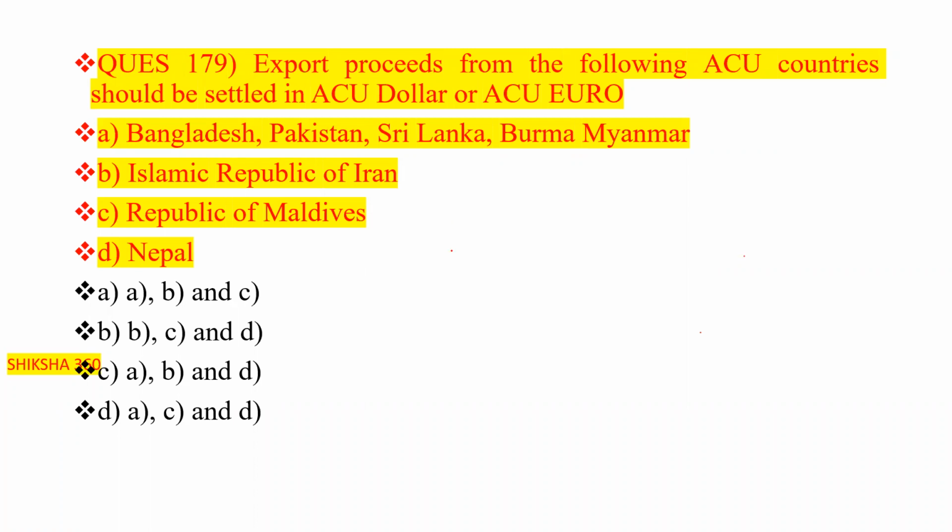ACU means Asian Clearing Union. Among that, these countries, Bangladesh, Pakistan, Sri Lanka, Burma, Myanmar, are included. For exports to the Islamic Republic of Iran, this is also included. The Republic of Maldives is also included under that. We can ensure that because Nepal is not.